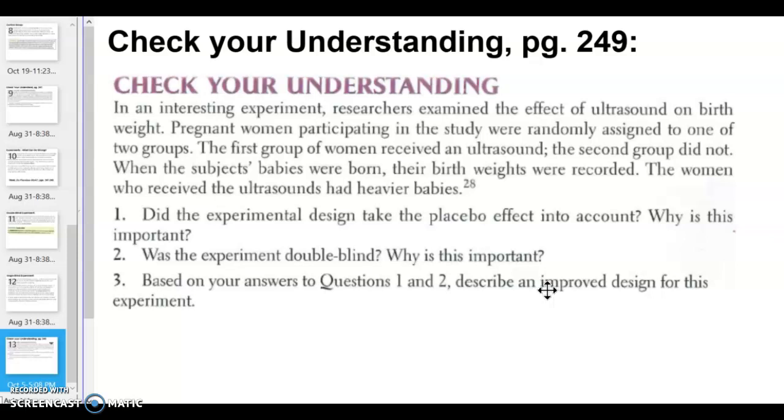And then number 3, based on your answers to 1 and 2, describe an improved design for this experiment. You could treat all mothers as if they had an ultrasound. But for some mothers, the ultrasound machine wouldn't be turned on. So you could just pretend they were getting an ultrasound. Or you could turn on the machine, but just not actually put it on the mothers. So just little things like that to try to make it work.